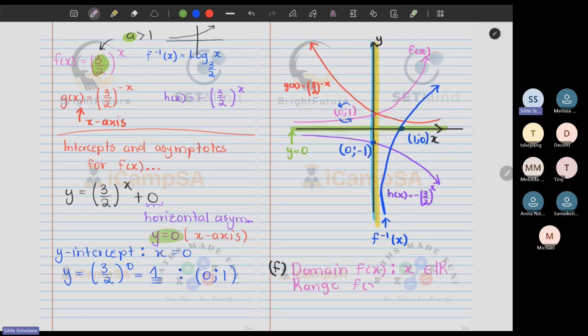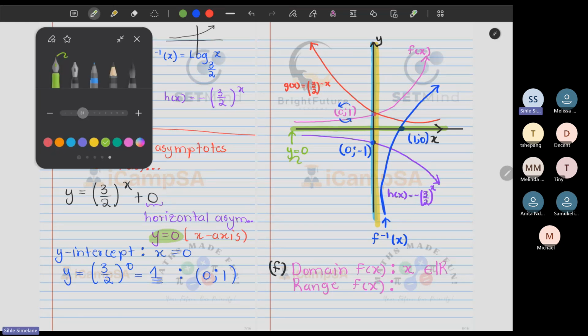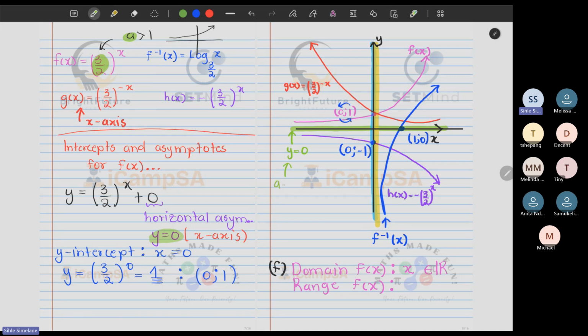Now let's look at the range. We are looking at the range of f of x. So can the graph, which is pink, not have certain y values because of, let's say, restrictions that we can see on the graph? Anyone? So remember, this y equals 0 is our asymptote. So which values of y can we not have on this graph, the pink one? y must be greater than 0.